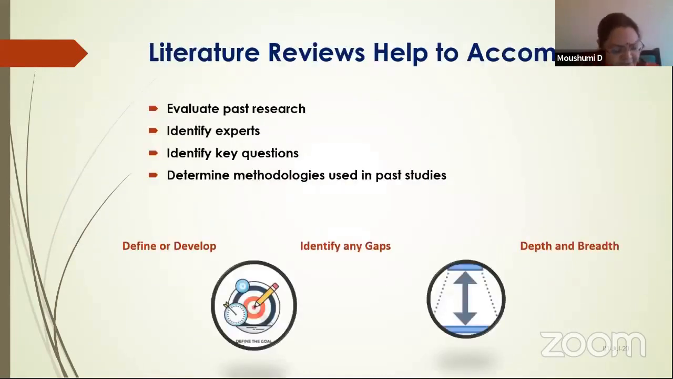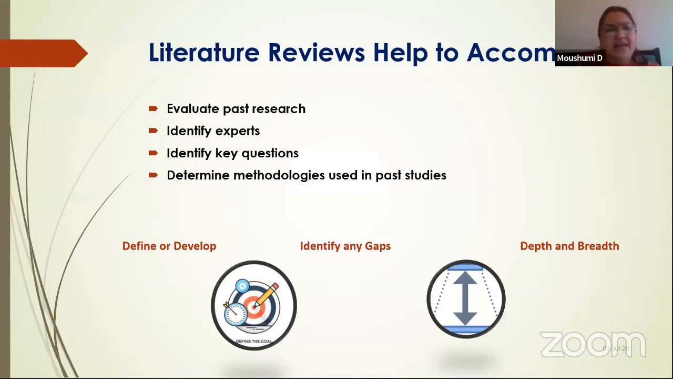So literature review definitely helps us to understand the past researches, identifying the experts also. If you're really stuck somewhere in research, you have to brainstorm with others. So if you read somebody's theories or write-ups, you can always contact them if their contact is given so that you can brainstorm on your ideas. You can identify your key questions. You can determine the methodologies which are used in the past studies. So literature review is actually to define and to develop, definitely to identify the gaps.